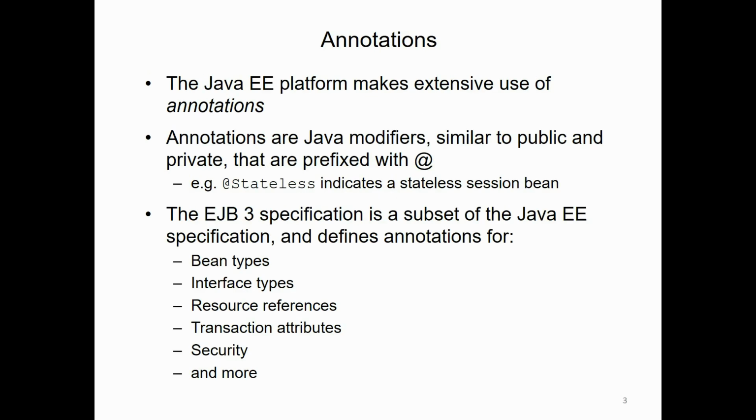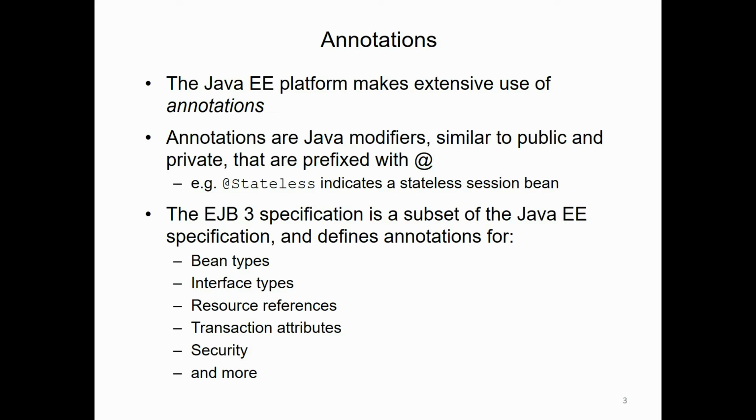First thing we need to talk about just briefly is the concept of annotations. You're probably quite familiar with these already. The idea of an annotation is that it is a Java modifier that is prefixed with the @ sign. We'll find, for example, in a stateless session bean, the annotation @Stateless. Now, the EJB3 specification is a subset of the Java Enterprise Edition specification, and it provides annotations for that list on screen. We've already seen some annotations for beans, and we'll see some other annotations as well.